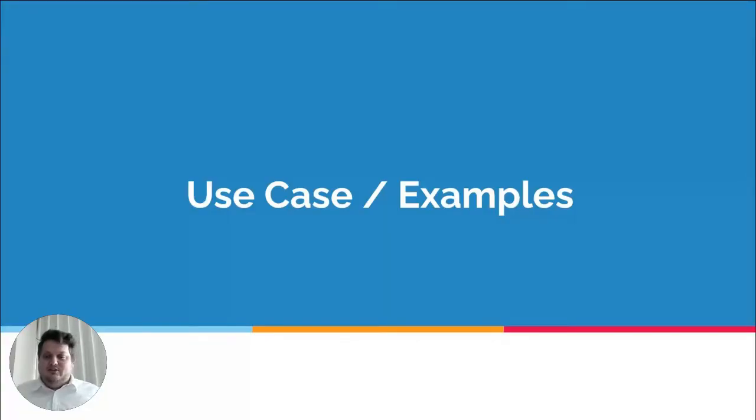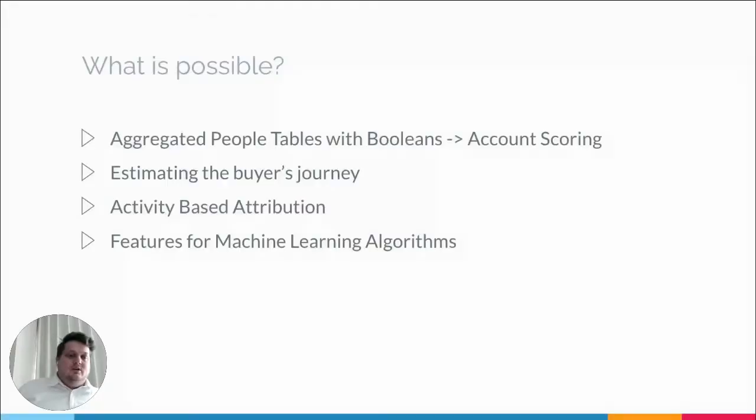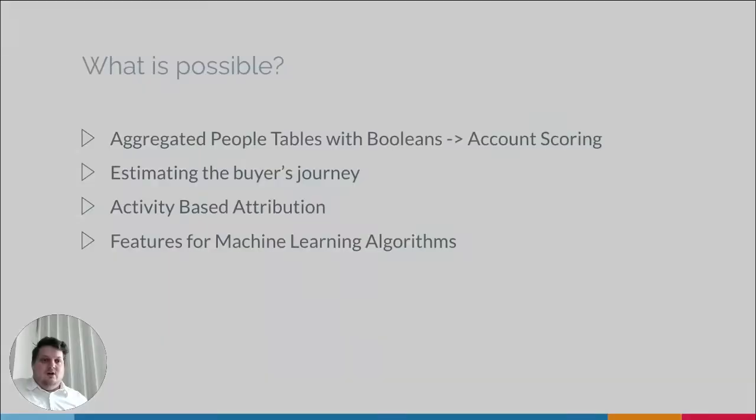So now we're going to get into the fun stuff of the use cases and examples. The four I want to go over are aggregating the people tables into the account scoring system, estimating the buyer's journey, which is the one I'm the most excited about, and we had a version of this at one of my companies, and it was pretty cool. Then activity-based attribution, which is a whole idea in itself that I could talk about for hours, and features for machine learning algorithms. That's also a really powerful one.